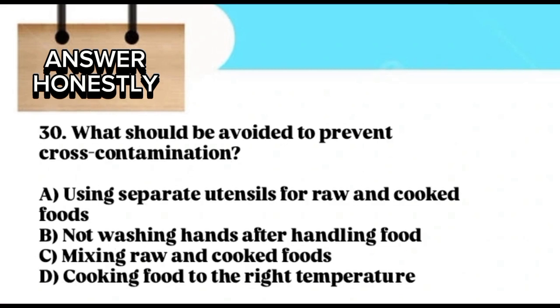What should be avoided to prevent cross-contamination? A. Using separate utensils for raw and cooked food. B. Not washing hands after handling food. C. Mixing raw and cooked foods. Or D. Cooking food to the right temperature.